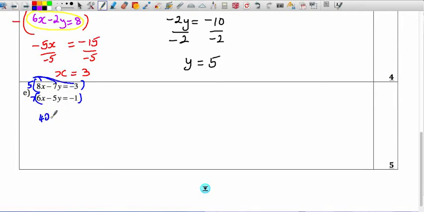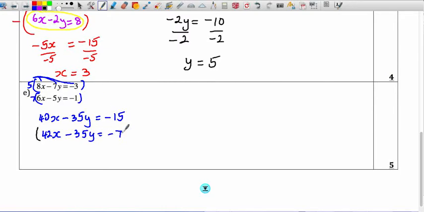So we have 5 multiplied by each of these terms, so we must distribute, and that's going to give me 40x minus 35y is equal to minus 15. Do not forget to multiply the 5 by the minus 3. In the second equation, I'm going to have 7 sixes, 42x minus 35y is equal to minus 7.